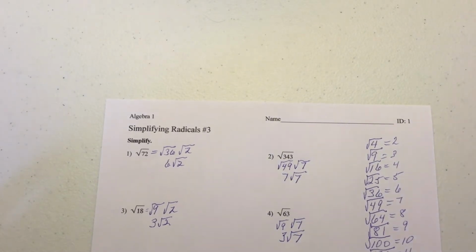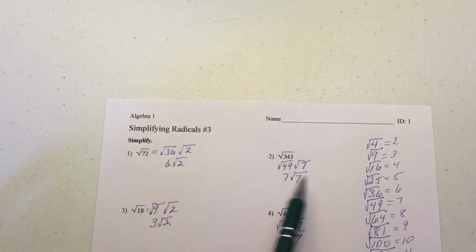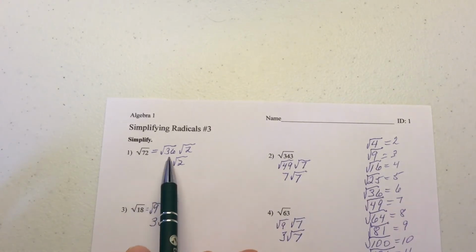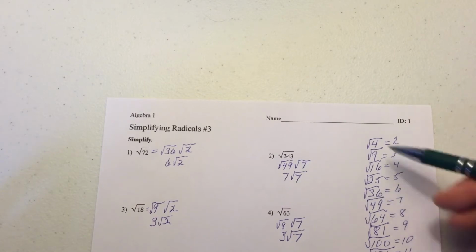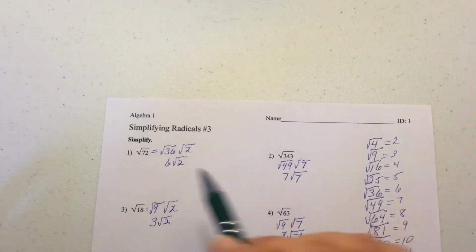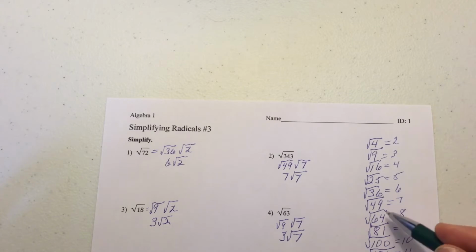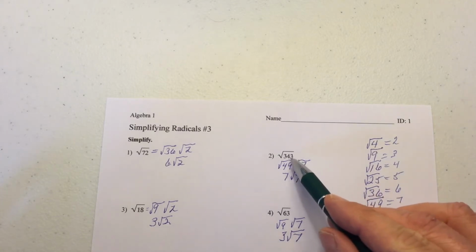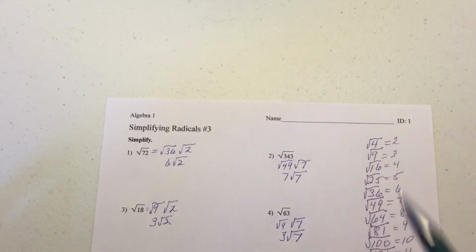To save time, I've done the first problems like we did last week. 72: divide by the biggest number we can find of our magic numbers, 4, 9, 16, 25, 36 is it. So 6 radical 2, you can see the answer there. 49 goes into 343 7 times. Radical 49 is 7, so 7 radical 7.